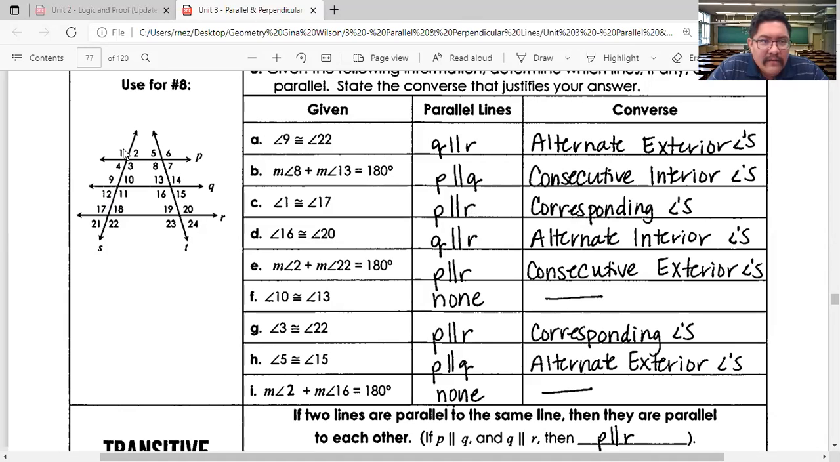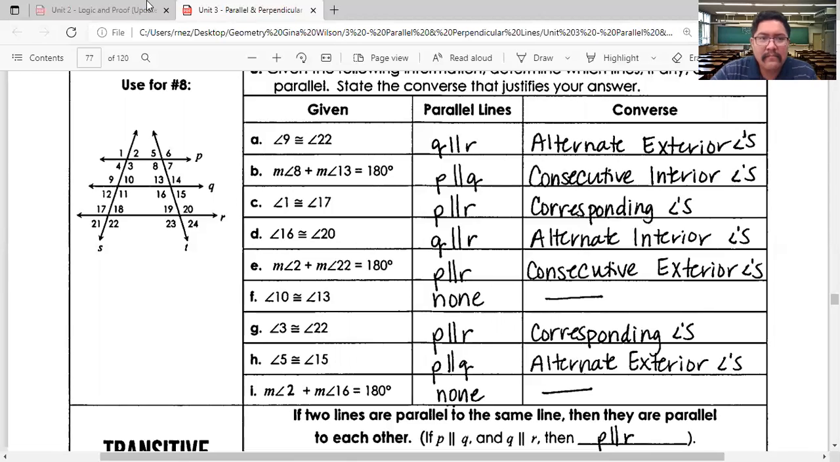1 and 17 are both on the upper left. So they're both on the upper left side. So that would make them corresponding angles. And if we know corresponding angles are the same, that means again that the lines have the same angle, the same direction that they're going. So that must mean that they have to be parallel.